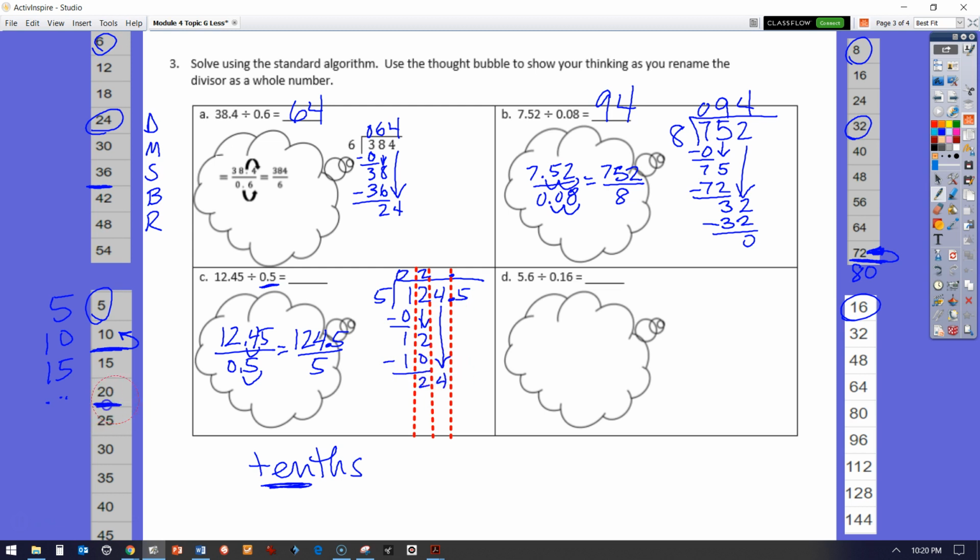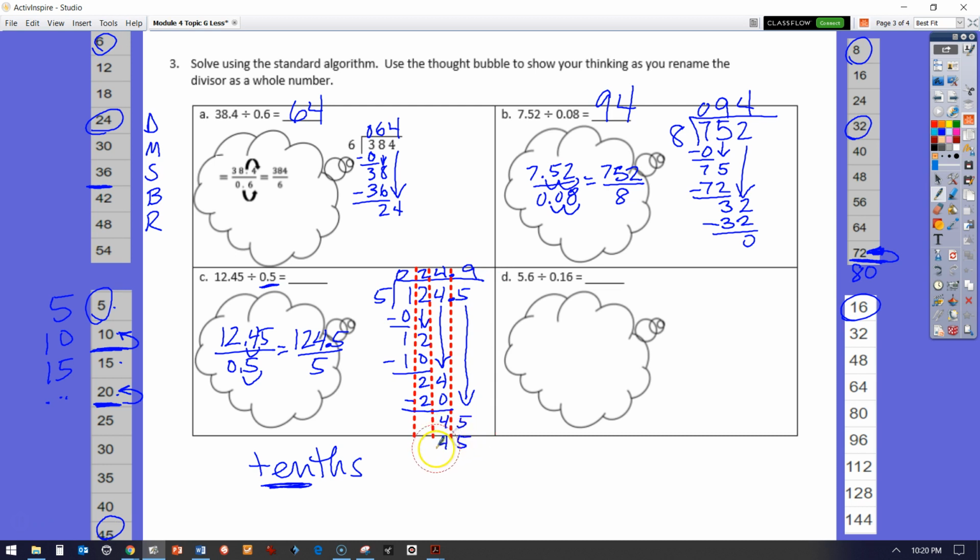24 will fall in between 20 and 25. So I'm going to go up to 20 and say 1, 2, 3, 4, because 4 times 5 equals 20. Now I have 24 minus 20, I get 4. Bring down my 5. 45 divided by 5 is 1, 2, 3, 4, 5, 6, 7, 8, 9. 9 is my answer.